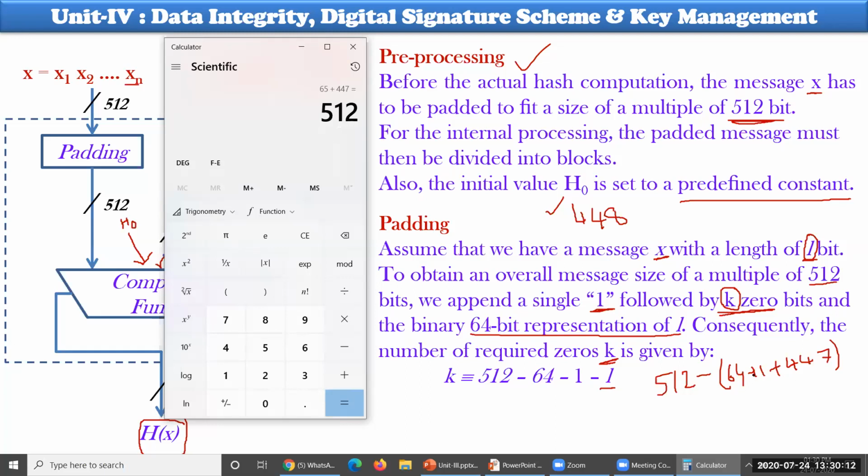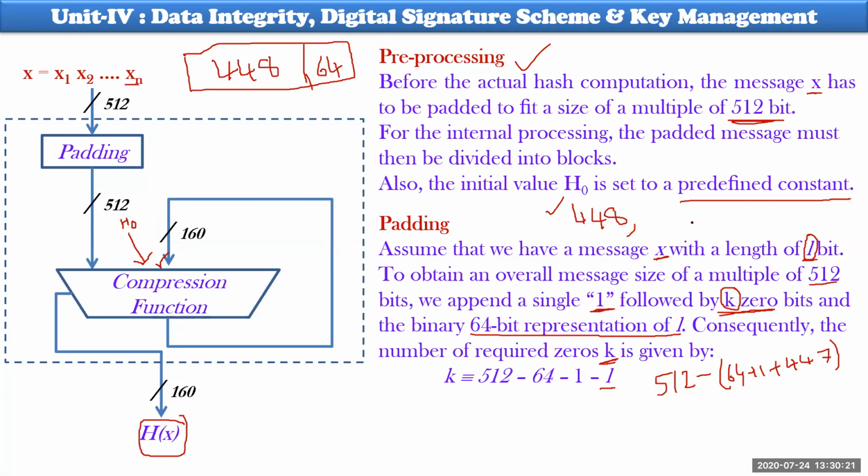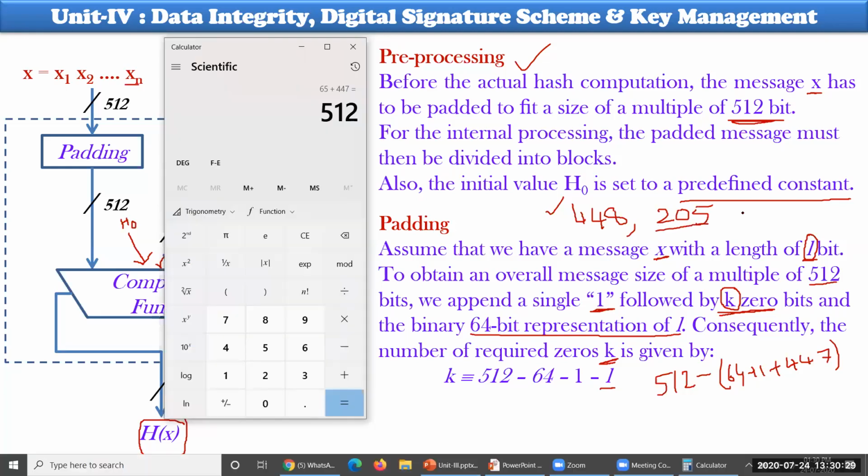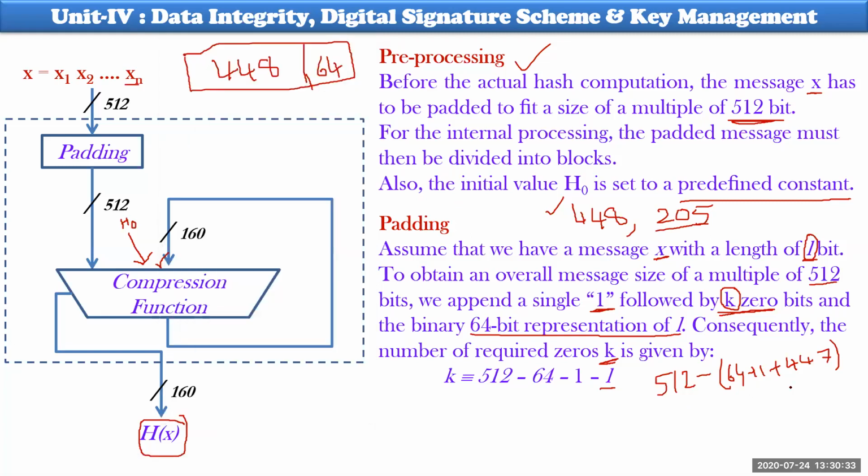Therefore, there is no K number of zeros which are appended. There is no K number of zeros. For example, some data will be taken, 205 bits will be there in my data. For example, my message will have 205 bits. Then how many zeros could be added here?